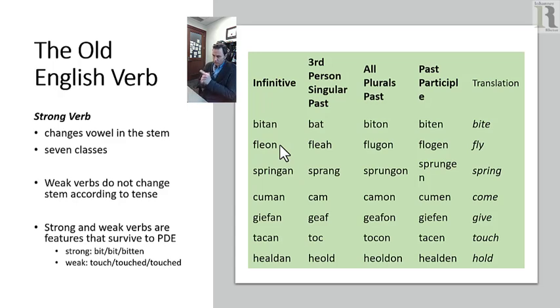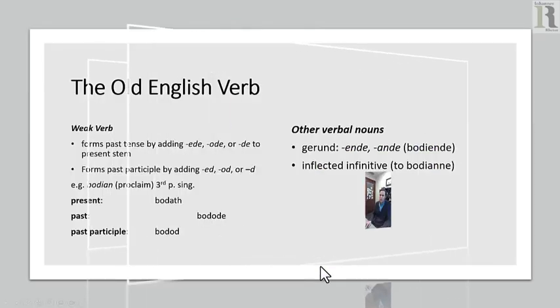If you were actually learning Old English, you would have to memorize all of this stuff. And then when you learned a new verb, you would learn it as, okay, this verb is a type 6 strong verb. And so you would know how you would form the past tense, the past plural, the past participle, and so forth.